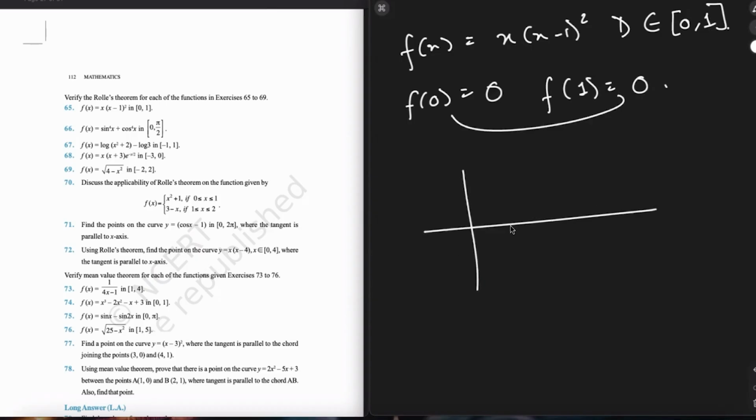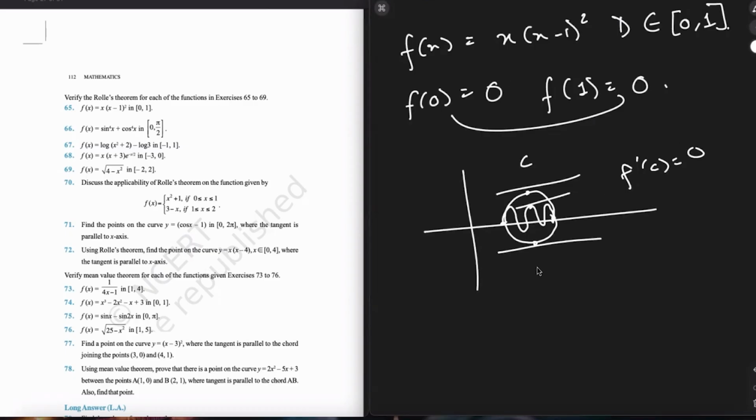So if you plot it, at x equal to 0 the value is 0. At x equal to 1, the value is 0. Alright. So the graph is continuous. It is moving up and down. So it can move like this or any way. It can move like this. It can move like this. But still, there will always be at least one point c where f dash c is equal to 0. Alright.